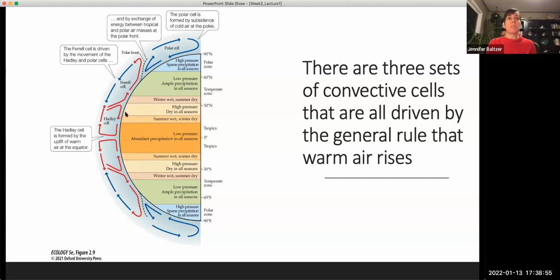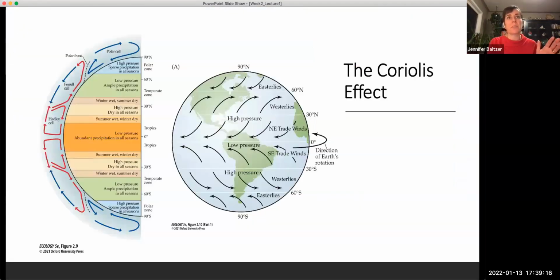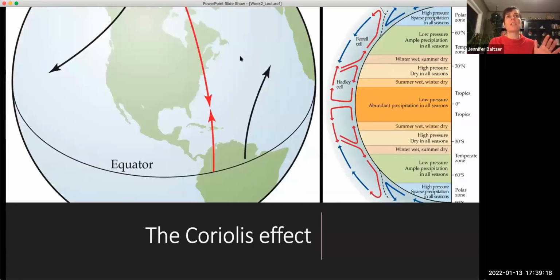So you have these alternating places of low pressure, high pressure, low pressure, high pressure, okay? And those bands of low and high pressure are really important for wind movement on the planet. And that's where the Coriolis effect comes into play. Okay, so let's just take a look at this figure.